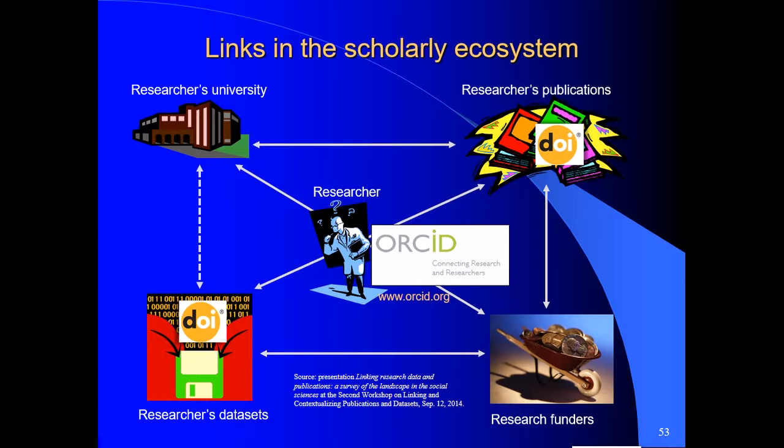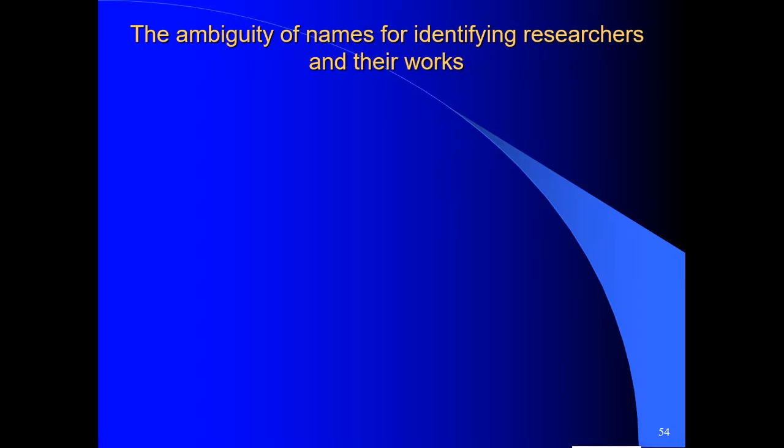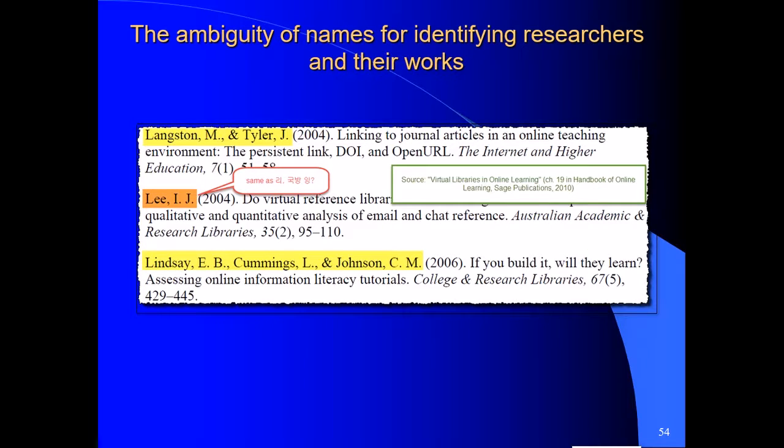So let me first talk about the reason behind the development of ORCID, which dates back now to about 5, 6, 7 years ago. It's actually fairly recent. And the underlying problem here is the ambiguity of names for identifying researchers and their works. So a typical bibliography or list of references in a fairly typical format like APA style looks something like that.